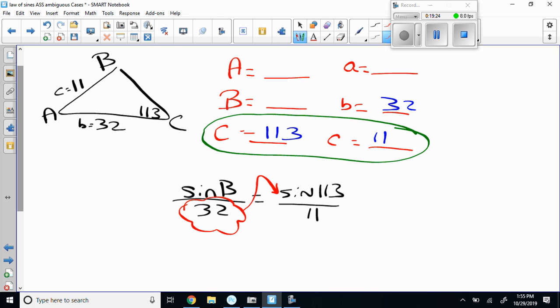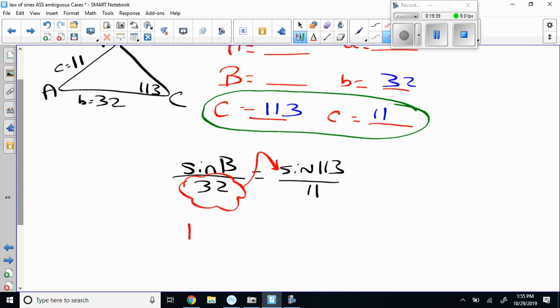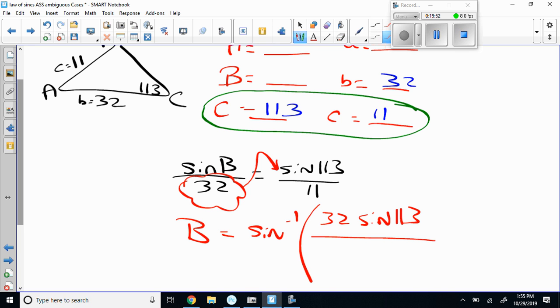Basically, we proved it with algebra and cross products. Now, if you want to find the angle, you would have sine B equal to that. How do you get rid of sine? You take its inverse, which would be sine inverse, right? So angle B will be sine inverse of 32 times the sine of 113 over 11. Now, when you do that, what do you get?